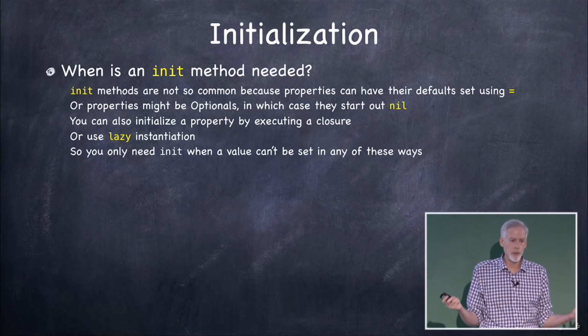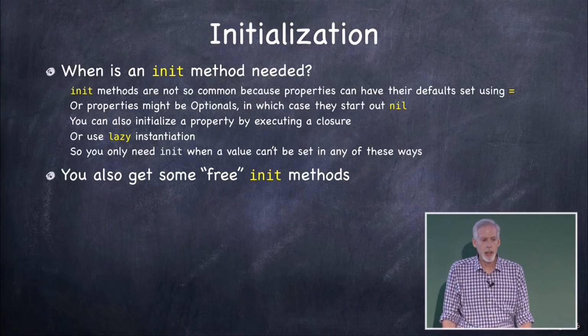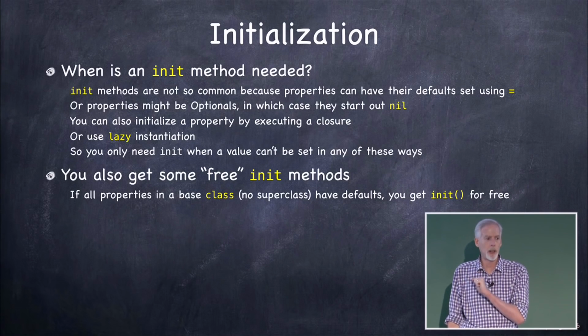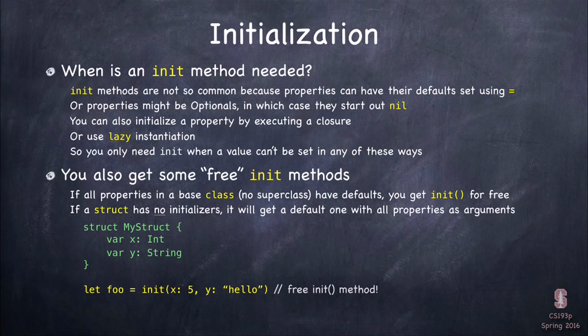But sometimes you might find yourself needing an init because you just can't initialize things using those mechanisms. Now, you do get some free inits. We know about in classes you get the init with no arguments for free. That's how CalculatorBrain got an init, so we could create one. And we also know that structs have a free initializer that lets you initialize all of its vars. Now, one thing to know about both of those cases is that if you start providing your own initializers, then you stop getting the free one. If you provide even one initializer for your struct, you no longer get this free one, the one that does both.